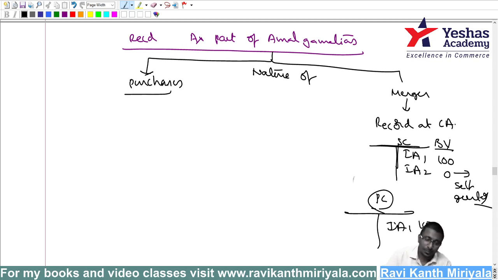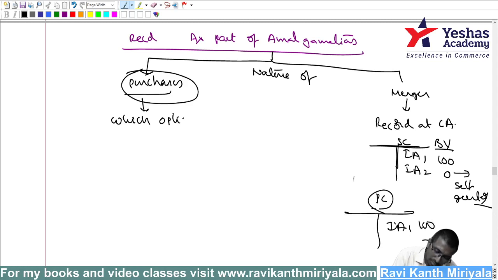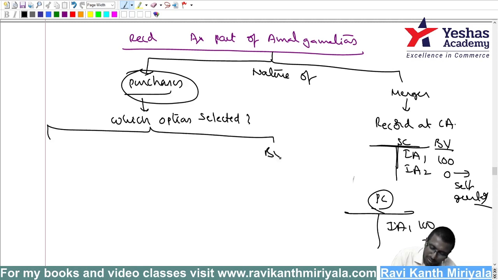If it is a purchase, the purchaser has an option. He can record it at book value or he can record it at fair value. Both options are there. First we'll ask which option was selected. The answer can be that we have recorded at book value, or we want to record it at fair value. That is a choice given to the buyer.